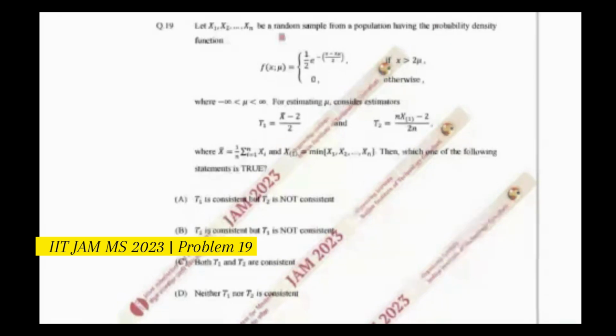Today we are going to solve problem 19 of IIT JAM MS 2020. Let us proceed with the question. Here it is told that X1, X2, ..., Xn is a random sample from a population having the probability density function f(x) = 1/2 e^(-(x-2μ)/2). We define two estimators for estimating μ: T1 = X̄ - 2, and T2 = (n X(1) - 2)/(2n), where X̄ is our sample mean and X(1) is the minimum order statistic. Then we have to find which of the following four options is true.